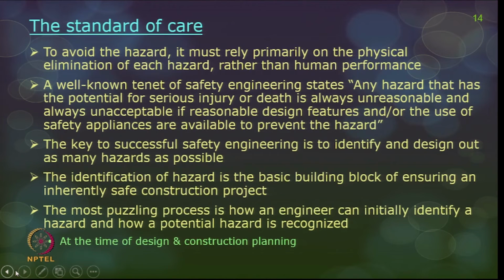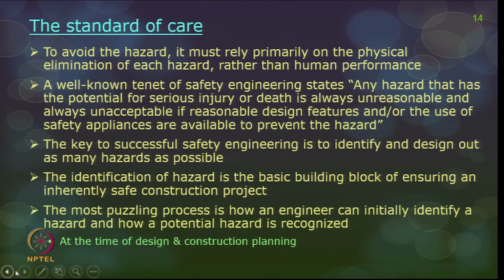In all the other three steps, you are only trying to minimize the impact that is caused by a hazard. Any hazard that has the potential for serious injury or death is always unreasonable and always unacceptable if reasonable design features and or the use of safety appliances are available to prevent the hazard. So, the key to successful safety engineering is to identify and design out as many hazards as possible and rule them out from the processes.